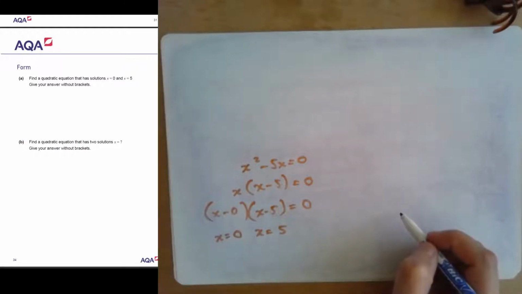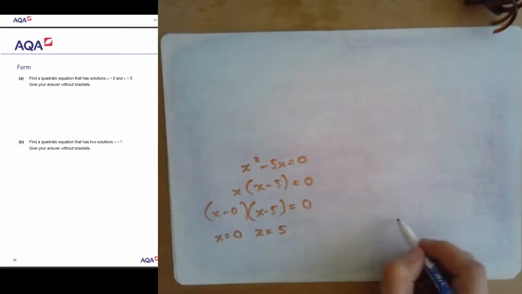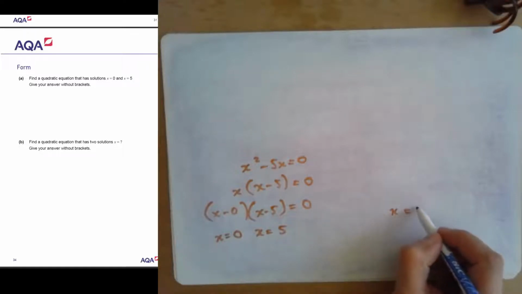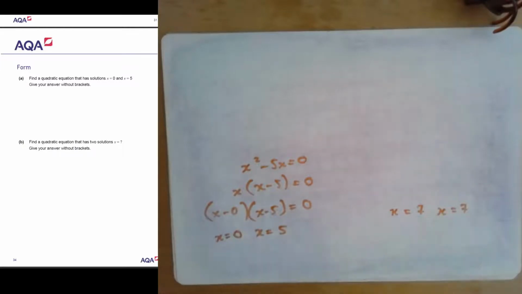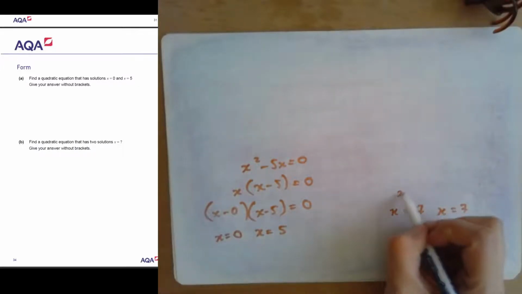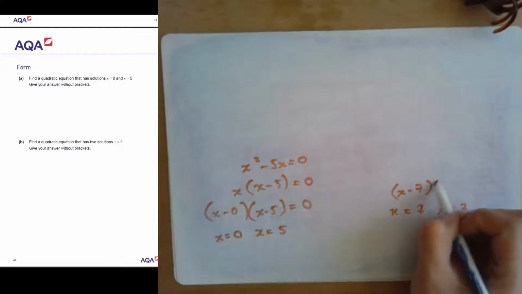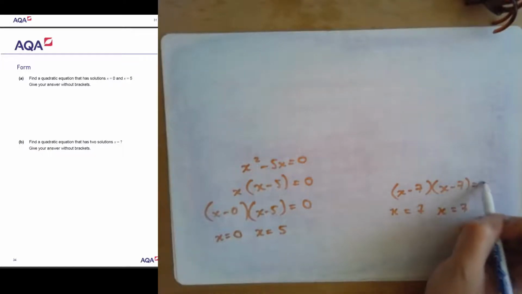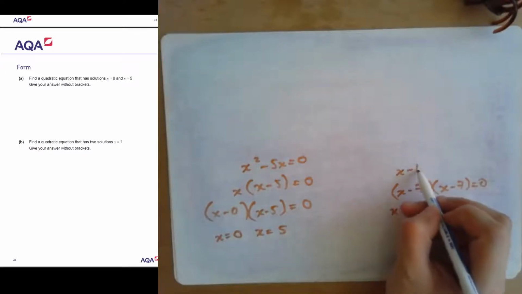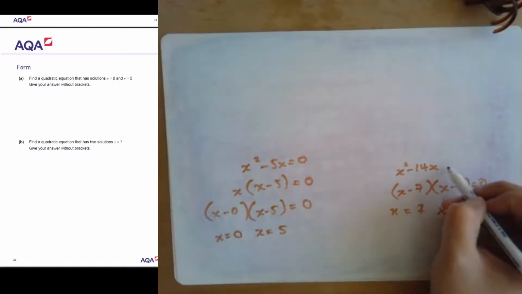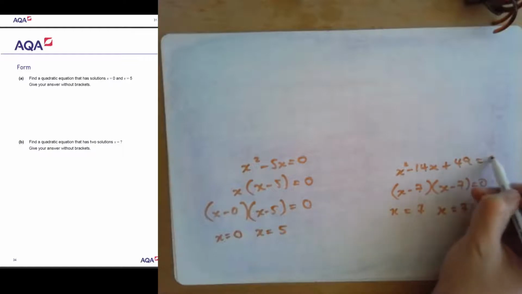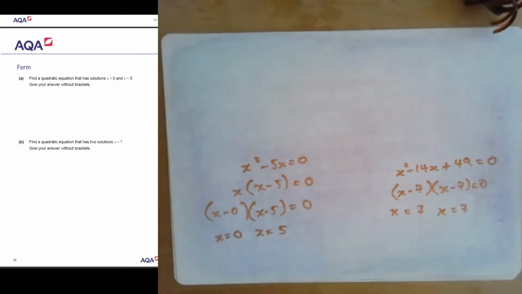So if it does say quadratic, that means I have two answers. In this case, they're saying x equals 7. So that means I have a repeated answer of x equals 7. So I've got x minus 7 and I've got x minus 7 equals 0. So that would be x squared, take away 14x, plus 49 is equal to 0. Okay, so it's just working backwards. All of you could have done that.